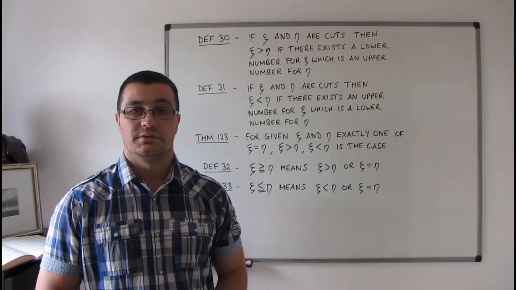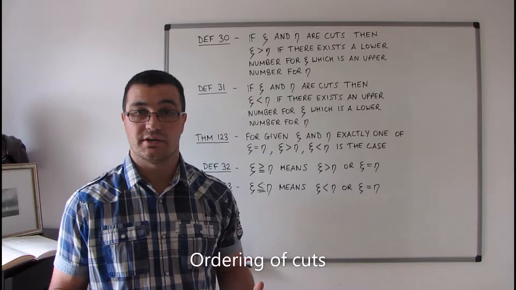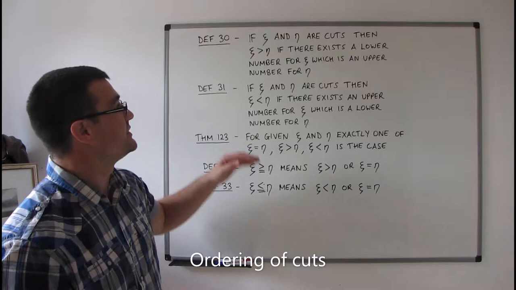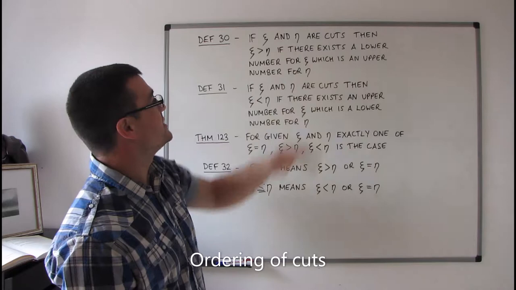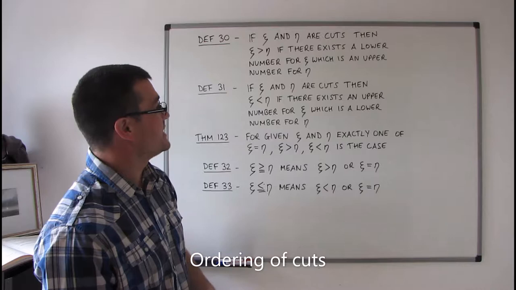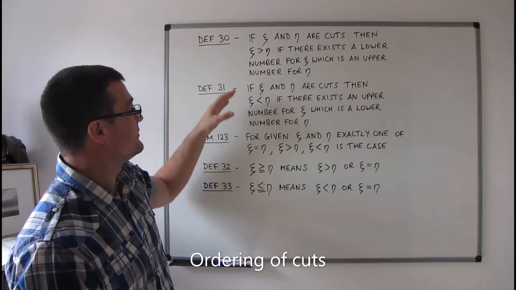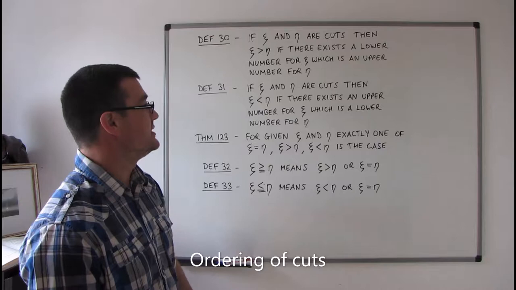Let's just have a quick look at ordering on cuts. There's really not much to go through here, so we should be able to get through this in a jiffy, to be honest with you. Definition 30: if xi and eta are cuts, then xi is greater than eta if there exists a lower number for xi which is an upper number for eta. Definition 31, for less than: xi is less than eta if there exists an upper number for xi which is a lower number for eta.